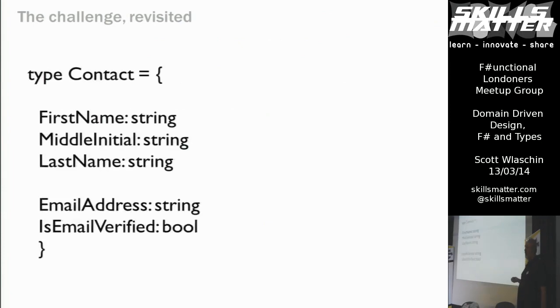So let's look at the original code from the first slide. We've got a first name, last name, email address. So let's see what we can do to make it nicer. The first thing we can do is turn it into an option. We saw how to do that.